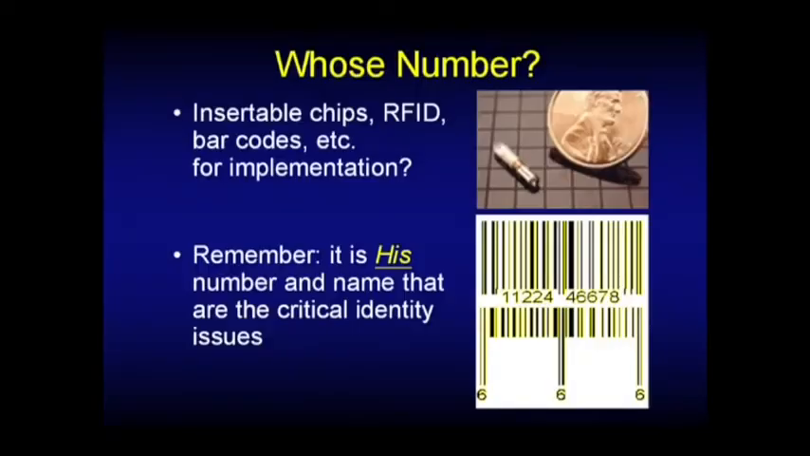Clearly, electronic funds transfer is an enabling technology for the coming world leader, no question about that. But taking on a credit card number and so forth isn't his number, it's your number. That's not the problem here. It's his number and name that are the critical identity. You don't get your credit card unless you take on his insignia. Where do you take his insignia on? Well, apparently on right hand or forehead.